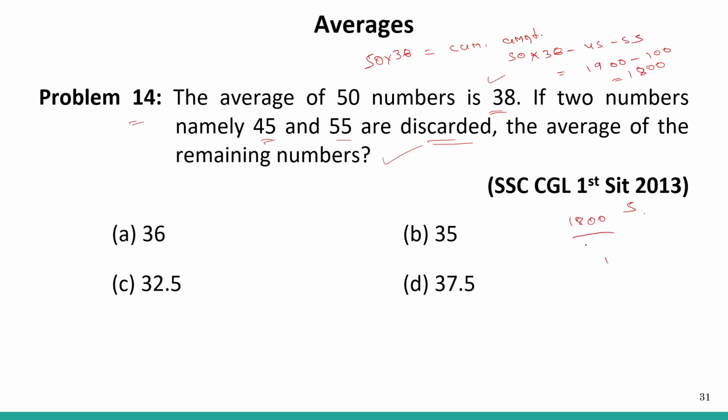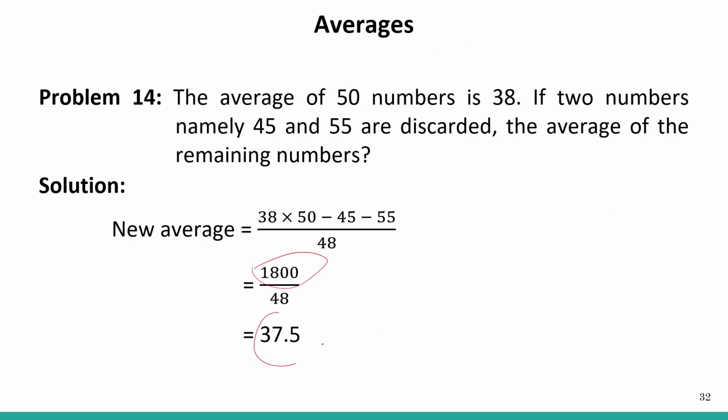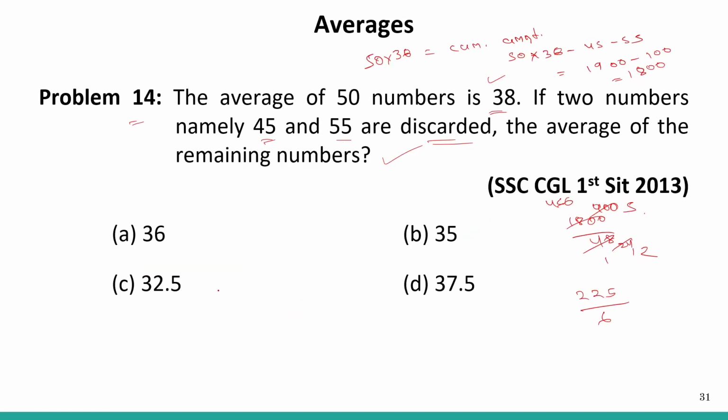So it will be 1800 by 48. This will be 900 by 24, and this will be 450 by 12. So it will be 225 by 6, that is equal to actually 37.5. So the only correct answer here is 37.5. So this is the correct one. These are all wrong answers.